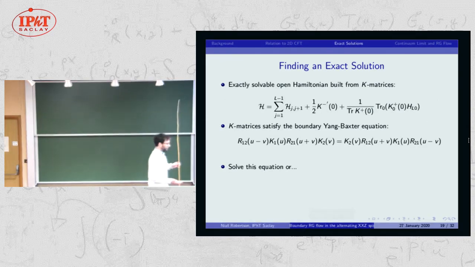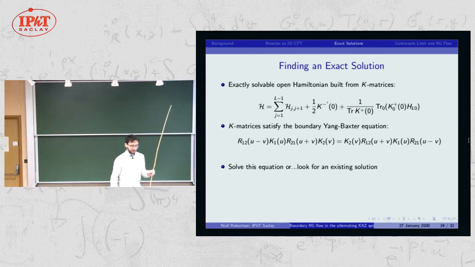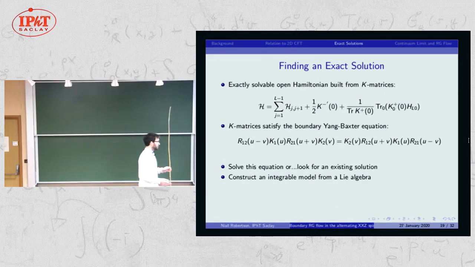So we can proceed in two ways. We can either just try to solve this equation and find these K, or we can hope that it has already been solved. The reason that we expect at this point that there probably is a solution is that there's a whole branch of this field devoted to constructing integral models from Lie algebras. So we might expect that this has been done before in such a way as to give us our R matrix. I'll say more about that.